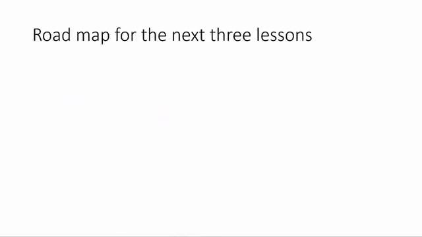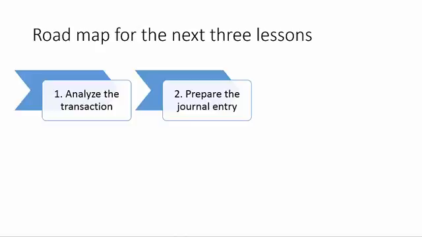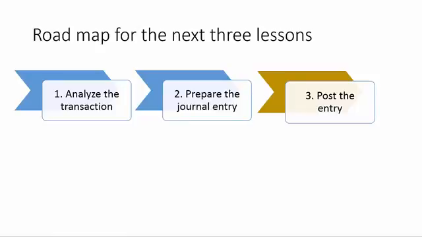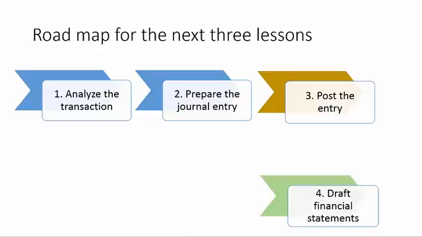To keep these lessons manageable, I'm going to chunk down our lessons into three stages. In stage one, we will analyze the transactions and prepare the journal entry. In stage two, we will post the entry to arrive at a trial balance using a spreadsheet. And in stage three, we'll prepare a set of financial statements, including the balance sheet, the statement of changes in equity, and the income statement.